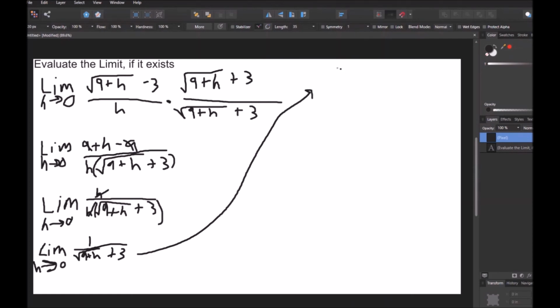So I'm going to plug in 0 wherever I see h, so I'm going to have the square root of 9 plus 0 plus 3. Well, the square root of 9 plus 0 is just the square root of 9, which is 3. So I'm going to have 1 over 3 plus 3, which is 1 over 6.